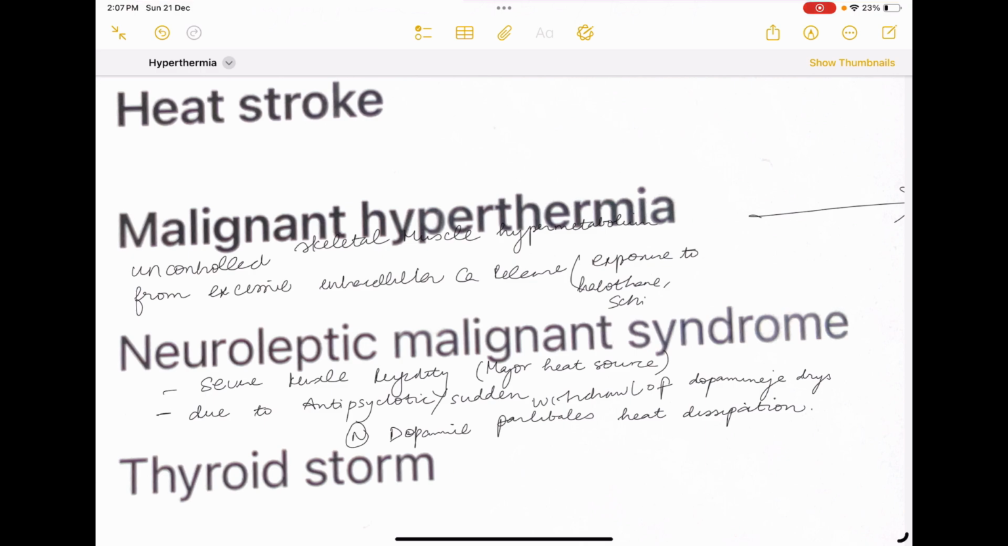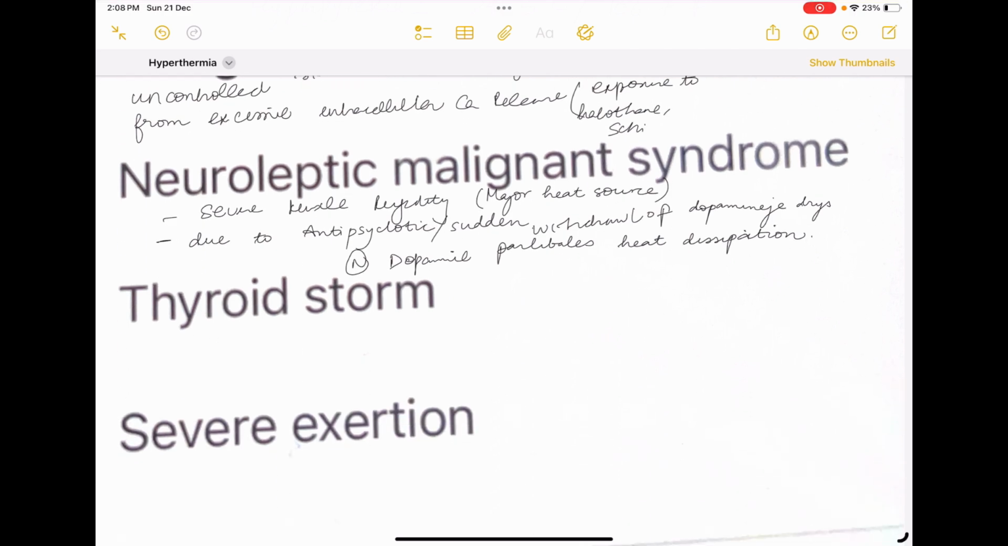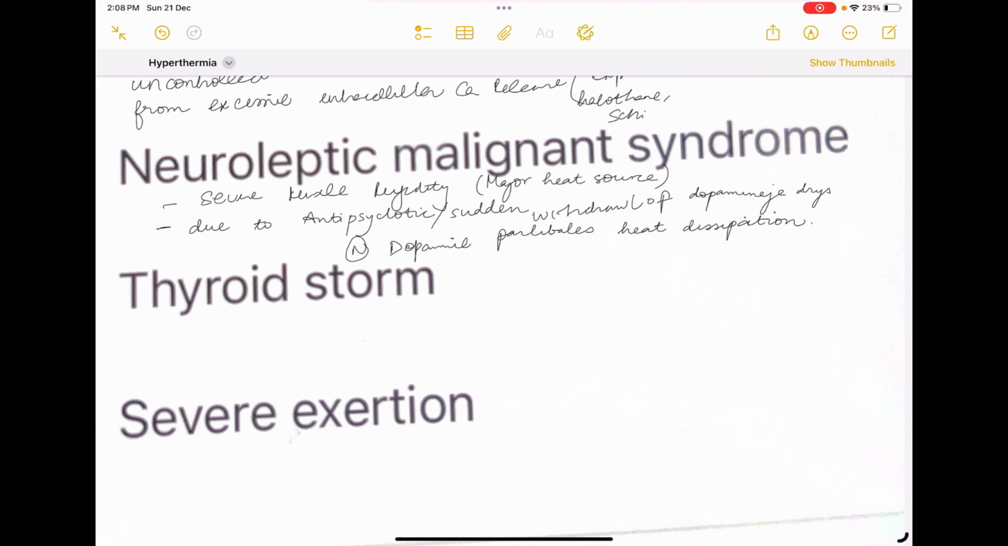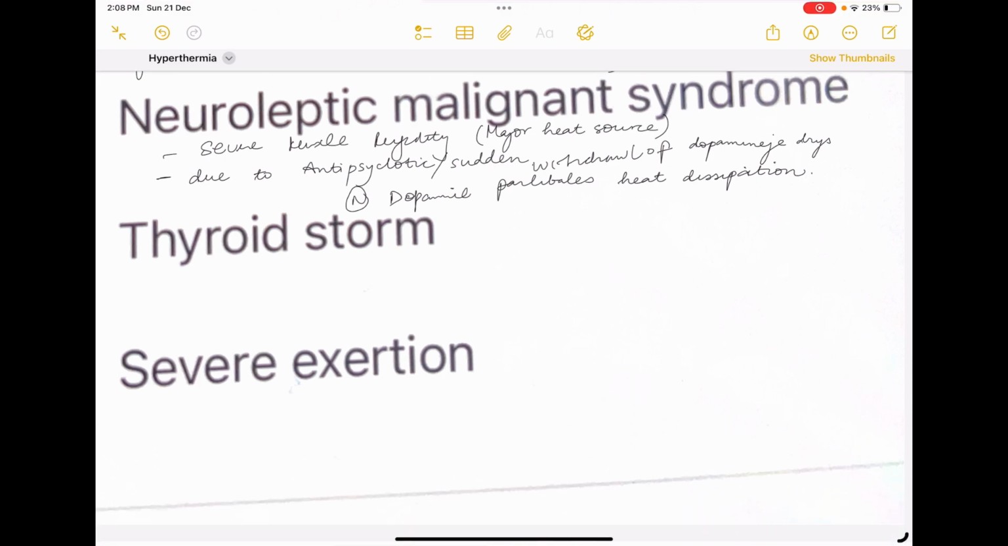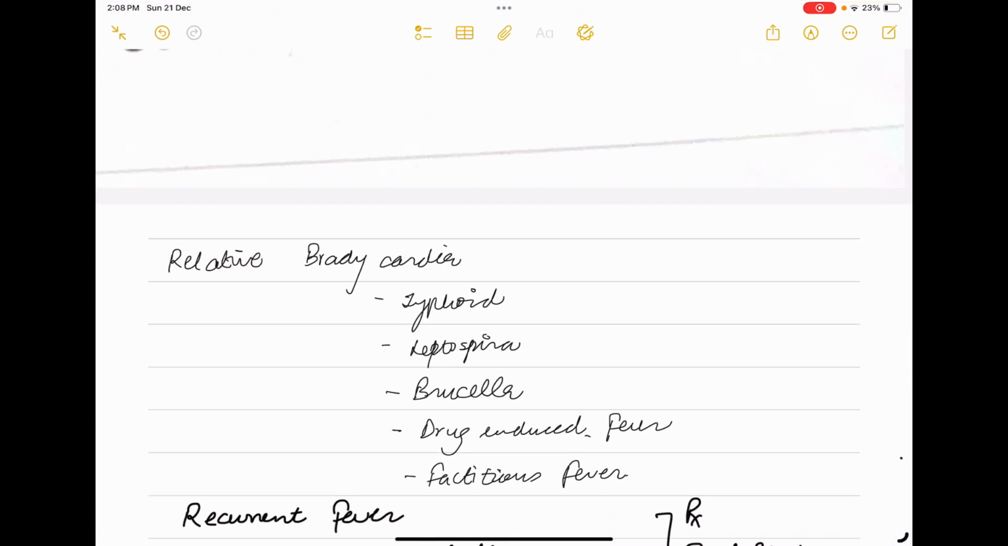Now neuroleptic malignant syndrome has severe muscle rigidity. Neuroleptic malignant syndrome generally occurs due to antipsychotics or sudden withdrawal of dopaminergic drugs. What does dopamine do to the hypothalamus? It prevents heat dissipation. Then thyroid storm, of course, due to hypermetabolism, there will be an increase in core body temperature, and severe exertion.